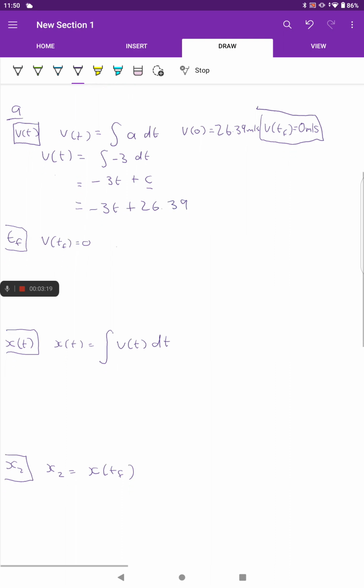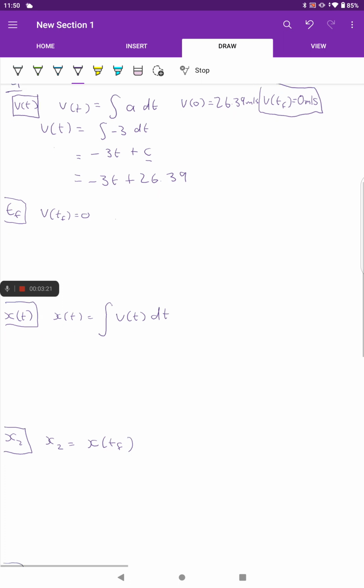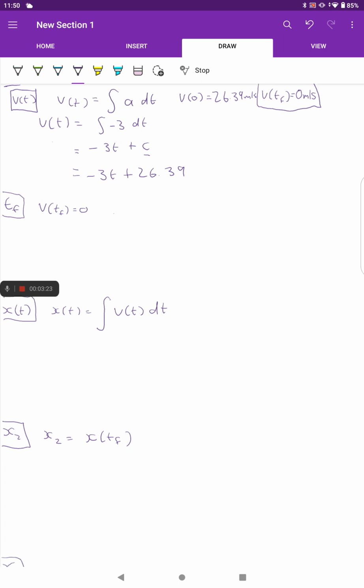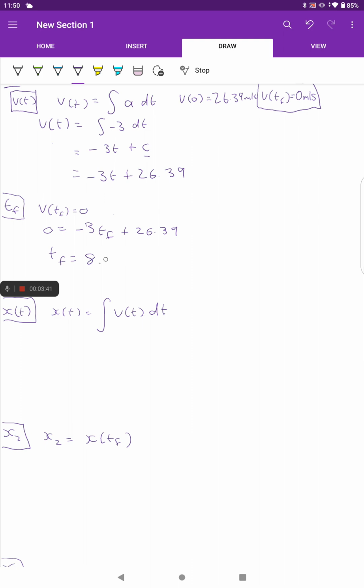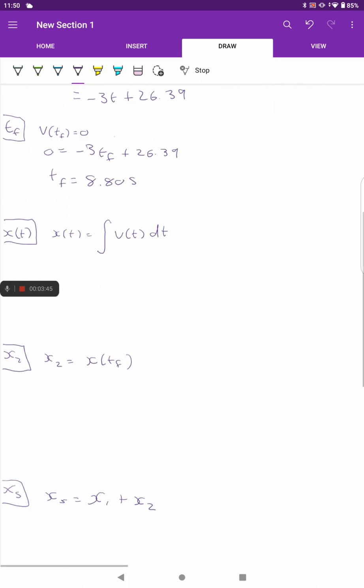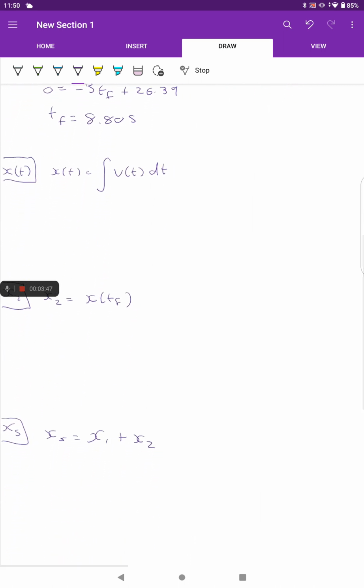26.39. Now, the time that it takes the vehicle to stop is found at the point where our velocity as a function of time is 0. So we say that 0 is equal to negative 3 tf plus 26.39, and therefore we can find that the time it takes for the vehicle to come to a stop is 8.80 seconds.